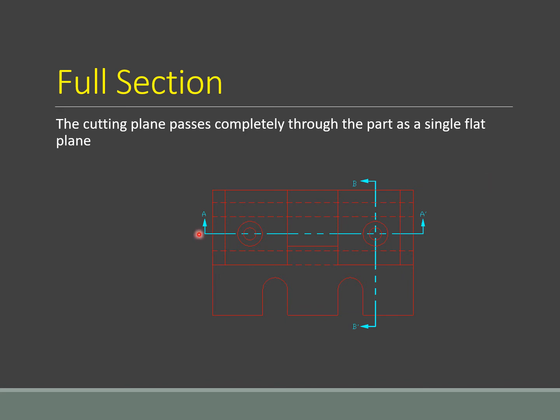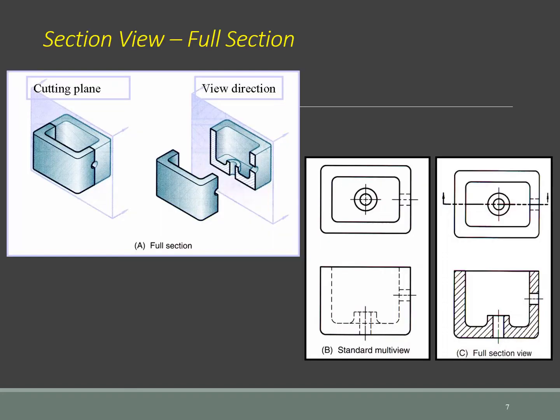A full section would be where you cut the part into two pieces. It doesn't have to be two equal pieces, but here I'm going to cut it apart here and look inside that way. Here I would cut it there and look inside that way. That's called a full section. And here's some examples. So here that would be my plane. I'm going to take this part, cut it through there, open it up and look inside. So now you can actually see the material inside there.